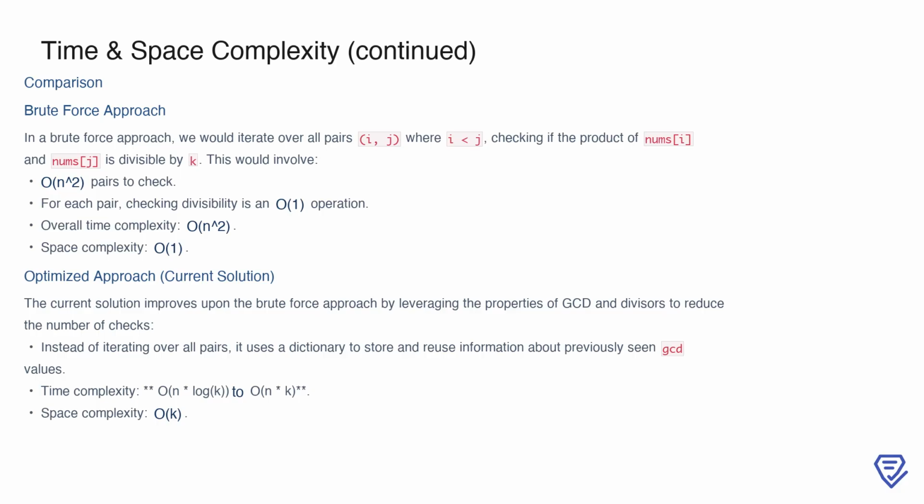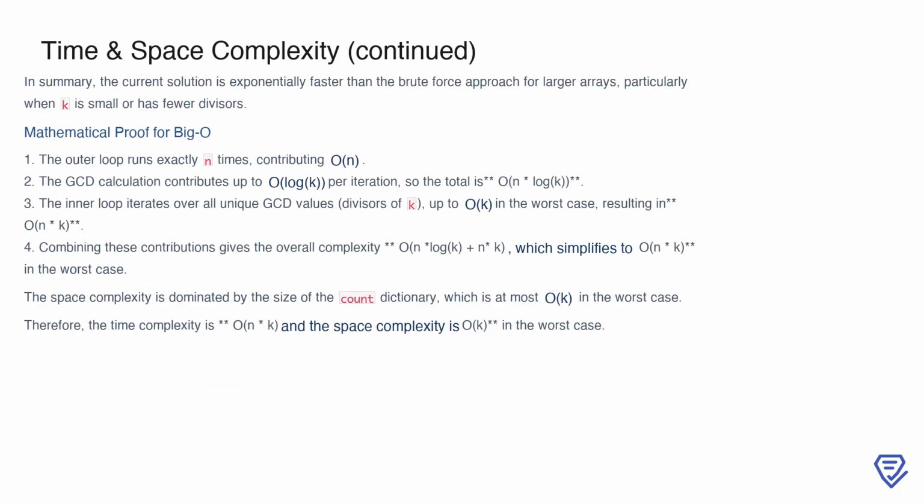In contrast, the optimized solution avoids checking all pairs by leveraging the properties of GCD and divisors. It uses a dictionary to store and reuse information about previously seen GCD values, significantly reducing the number of checks. This brings the time complexity down to O(n * log k) in the best case and O(n * k) in the worst case, with a space complexity of O(k). In conclusion, the current solution demonstrates a significant improvement in efficiency over the brute force approach, particularly for large arrays or when k has a small number of divisors.